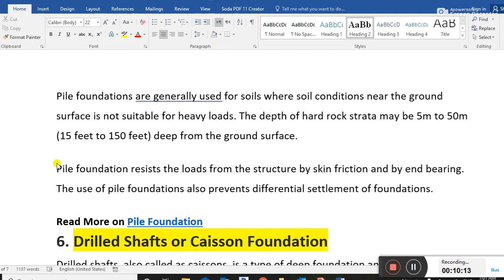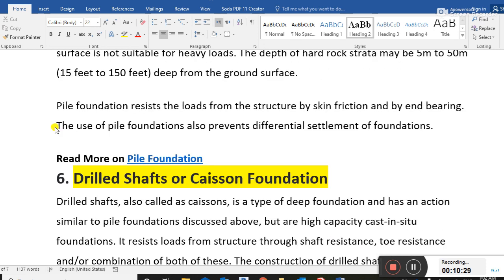The depth of the hard rock strata may be 5 meters to 50 meters, 15 feet to 150 feet deep from the ground surface. Pile foundation resists the loads from the structure by skin friction and by end bearing. The use of pile foundation also prevents differential settlement of the foundation.